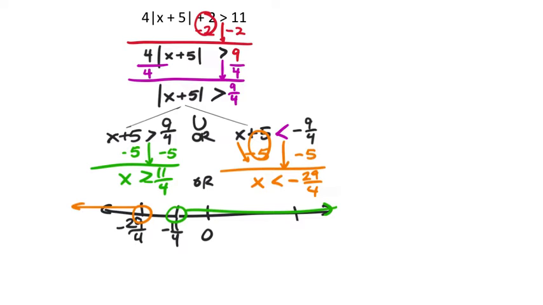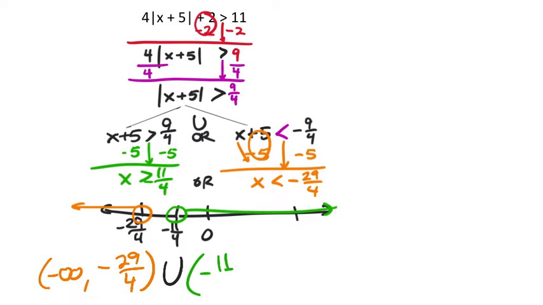You should be able to get the interval on here. So the orange line goes all the way to negative infinity. I like to move my way from left to right. It stops at negative 29/4, which is not included. And then we will unite that with the green, starting at negative 11/4. This one goes to infinity, and the infinities are never included. So that should be our interval.